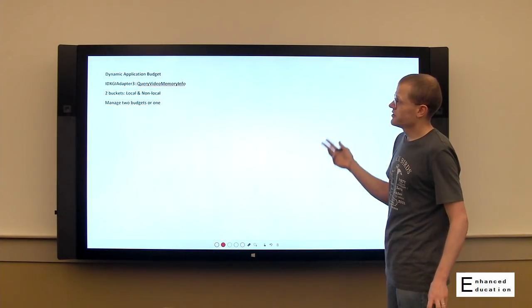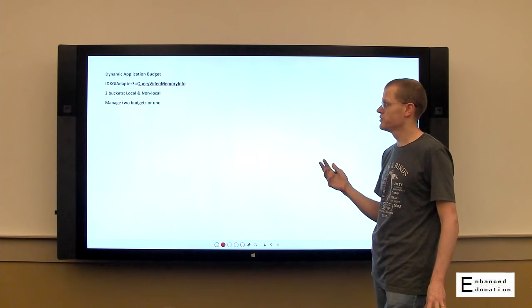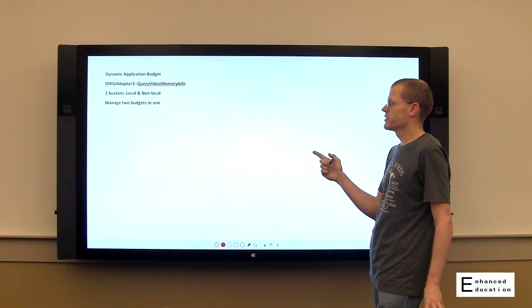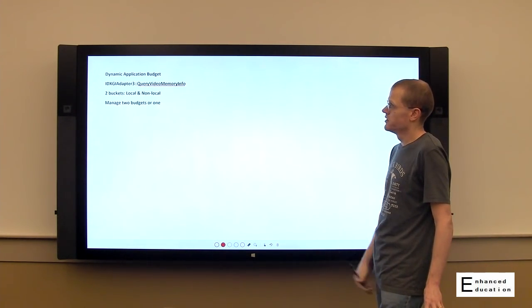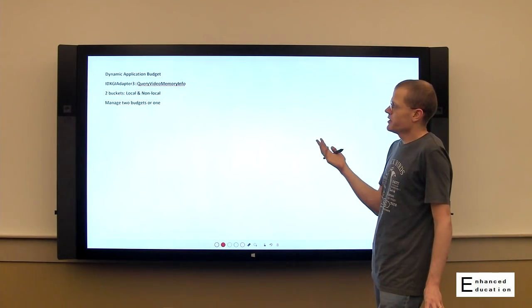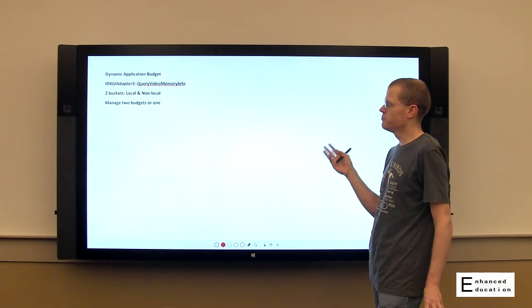There's two buckets, local and non-local. This covers discrete adapters as well as UMA. So on a discrete adapter, the local bucket is video memory and the non-local is system memory. On UMA, the non-local budget is always 0. So applications should start by asking at this level: am I going to manage both budgets or just one?